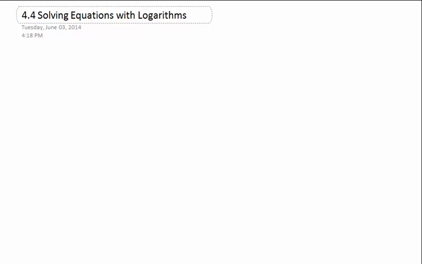Section 4.4 starts taking a look at how we can solve equations with logarithms. Yesterday we took a look at how we solved exponential equations by using logarithms. Today we're going to have logarithm equations that we're going to have to solve by using exponents. But before we get too far into this, we first should address the little issue about domain and logarithms.